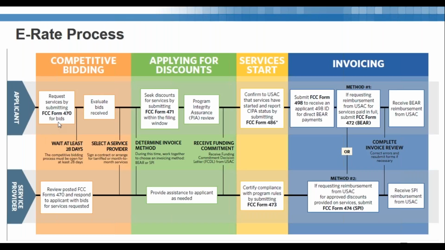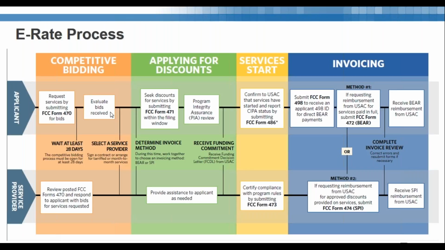At this point, once those start coming in, you as service providers can start reviewing the posted forms on the USAC website and start responding to those bids. The applicant has to wait at least 28 days before evaluating and selecting a service provider. So that's part of the competitive bidding process. It has to be open for that 28 days. It can be longer, but at minimum 28 days.